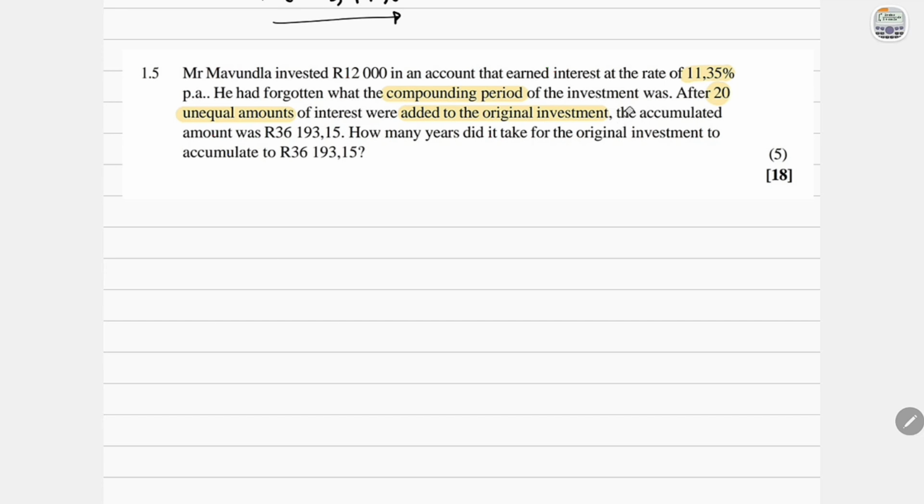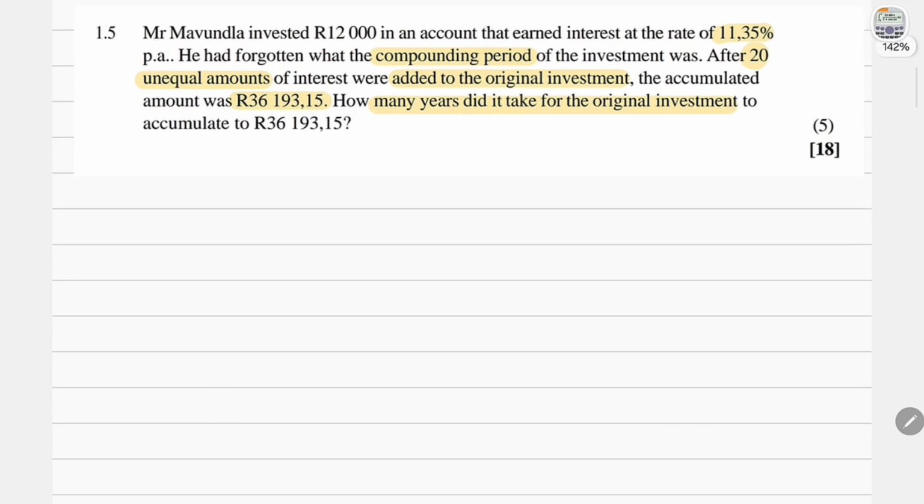And then they say the accumulated amount was, okay, so they're telling us the value of A. That was about 36,000. And then how many years did it take for the original investment to accumulate to this same amount? So they're still asking at how many years, but they also just didn't tell us the compounding period. Okay, but that's not really a problem because let's just look at the formula we're going to use. It's compound interest growth, meaning A equals P times 1 plus I raised to the power of N.